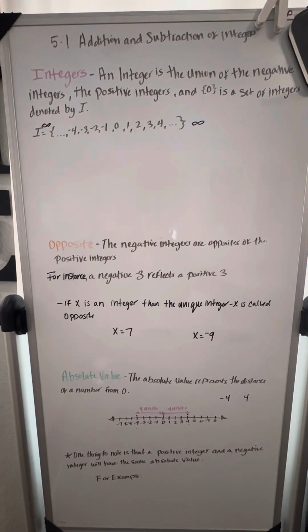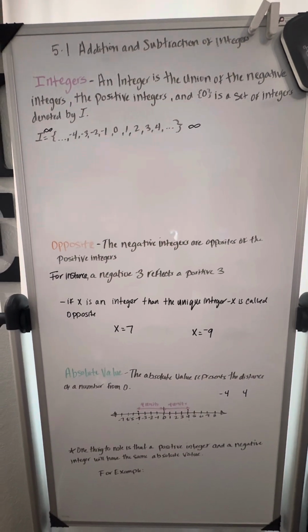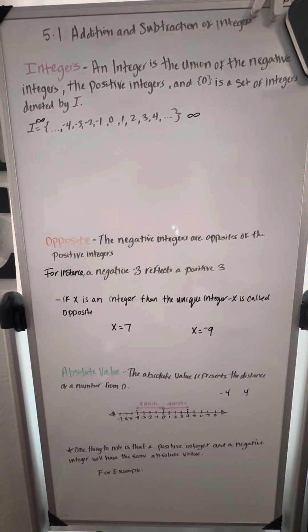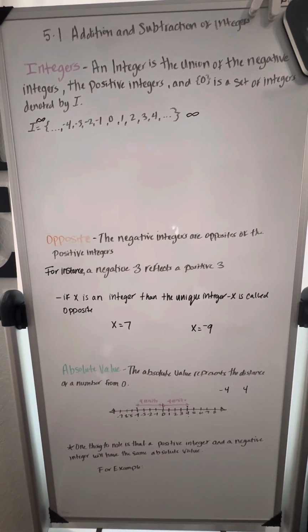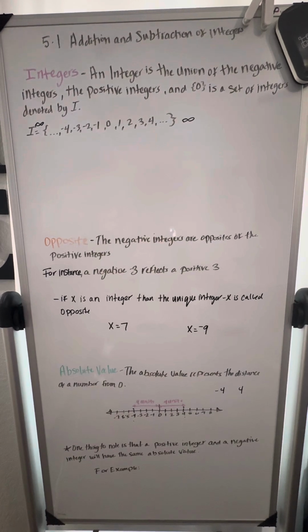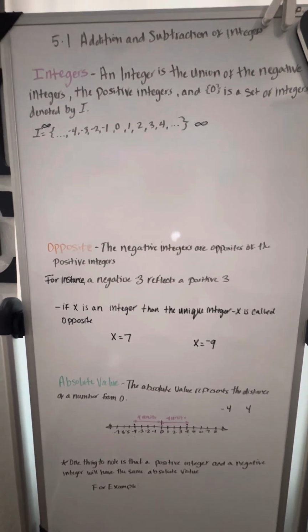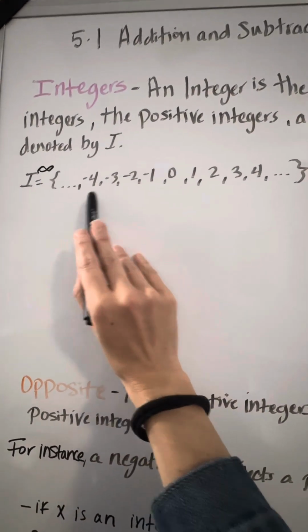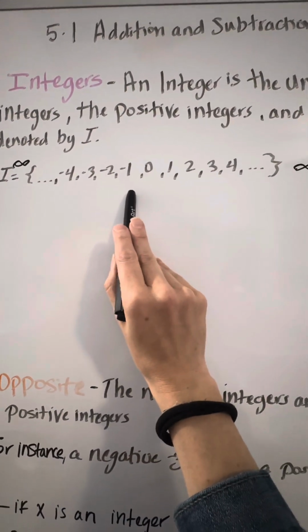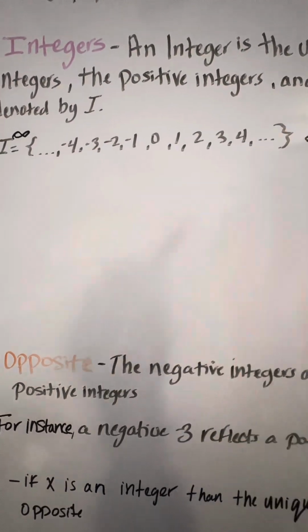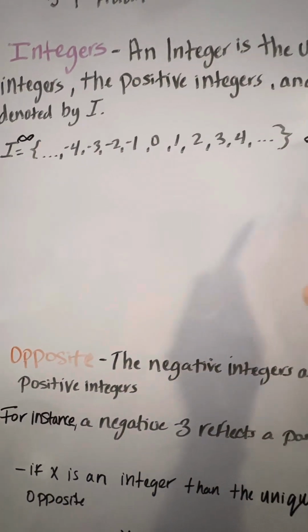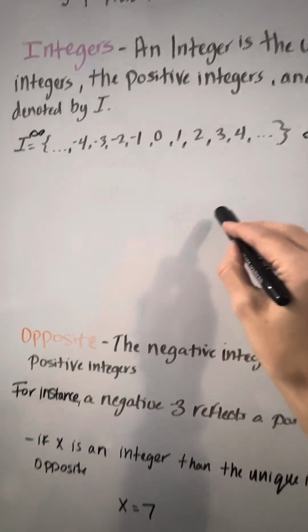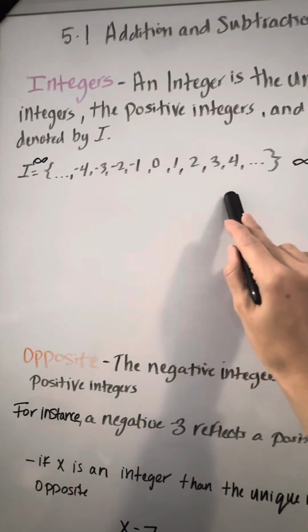An integer, the first thing we want to do is define what an integer actually is. An integer is a union of the negative integers, the positive integers, and 0. The set of integers is denoted by I. So if you look right here, we have I, and of course it's in this set. We have -4, -3, -2, -1, 0, 1, 2, 3, 4. So basically an integer is any number, whether it's negative or positive.